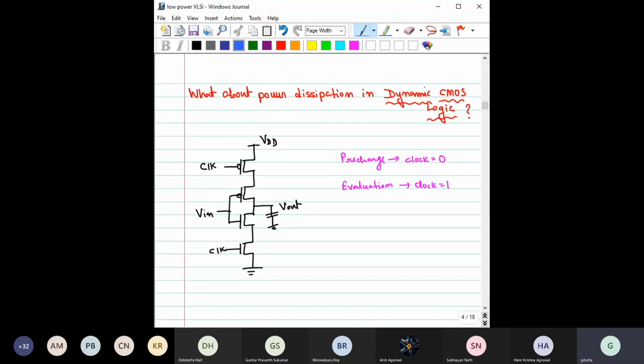So we have also discussed the power dissipation in dynamic CMOS logic gates. Do you have any doubt here? Okay.